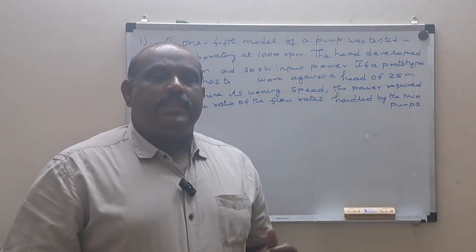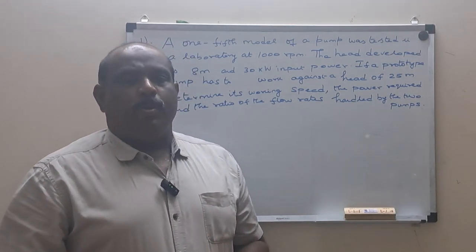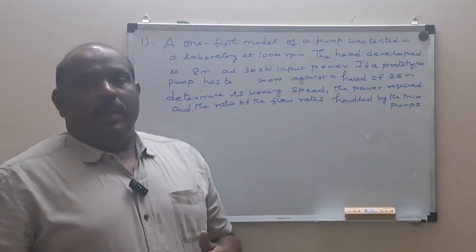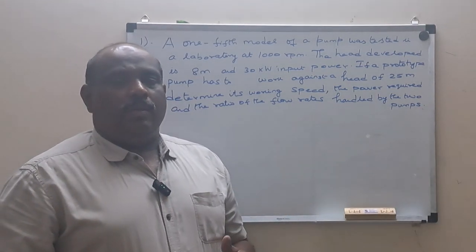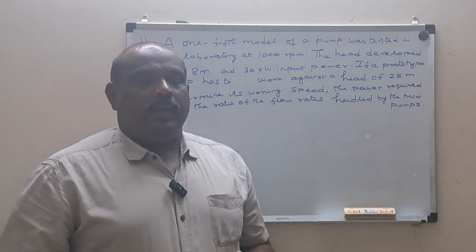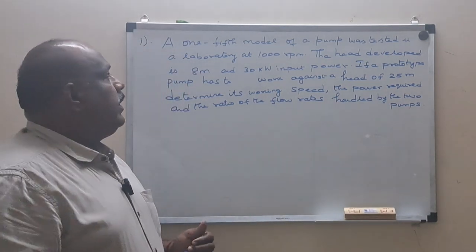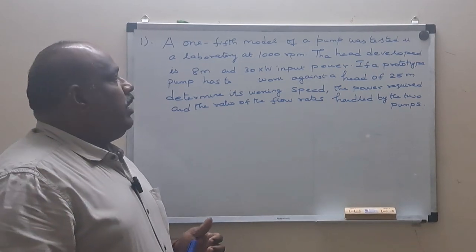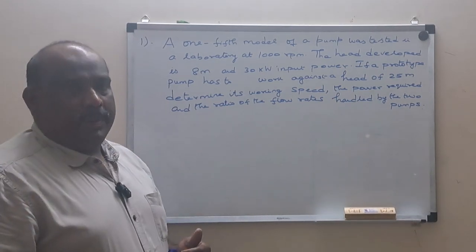Dear students, in this section, we will see a numerical problem on solving the pump by using the similarity method, that is, the similitude method. So let us go with the problem. A 1/5 model of a pump was tested in a laboratory at 1000 rpm.